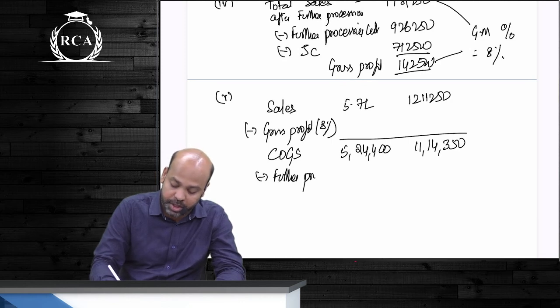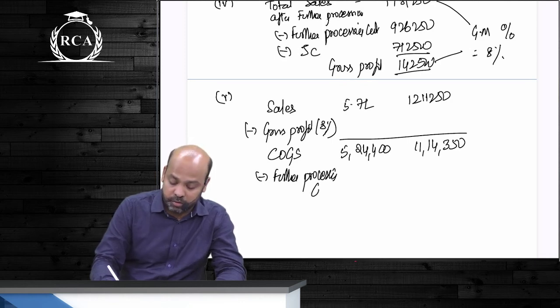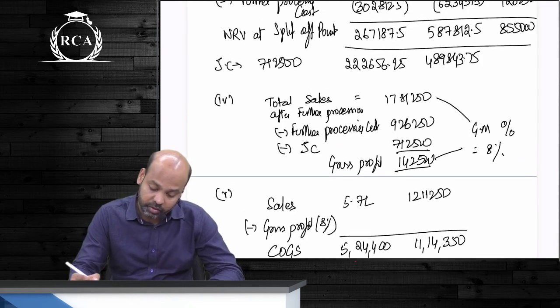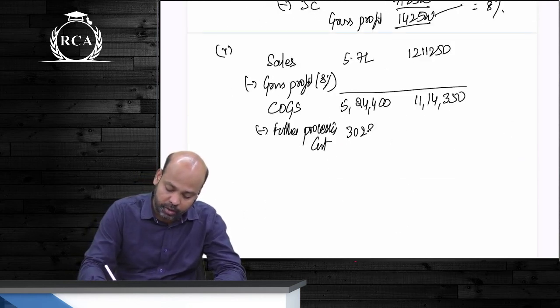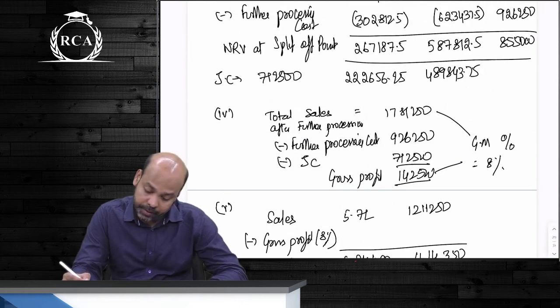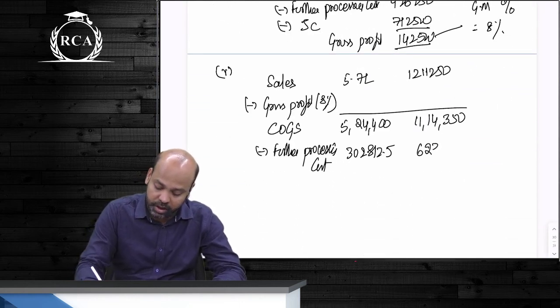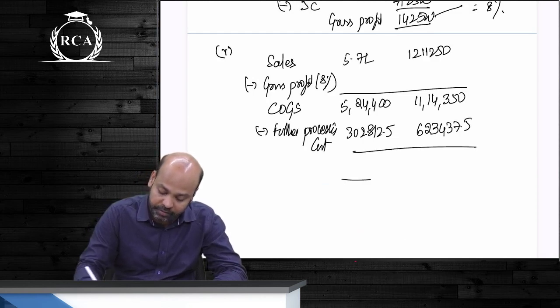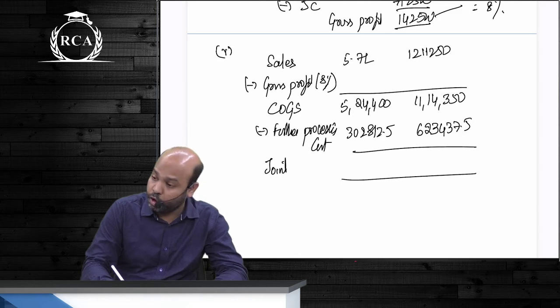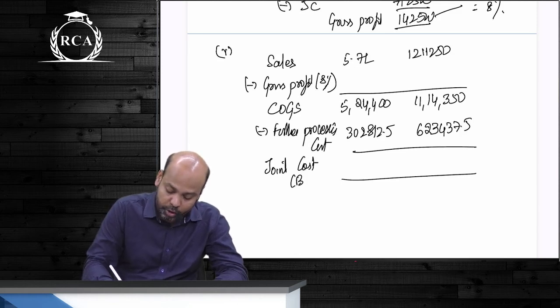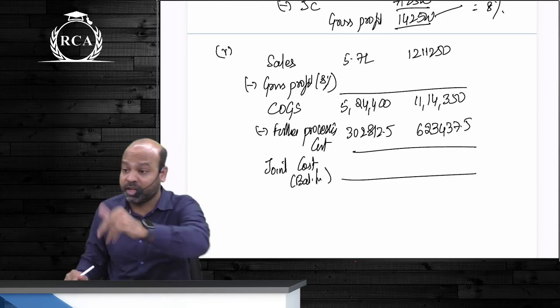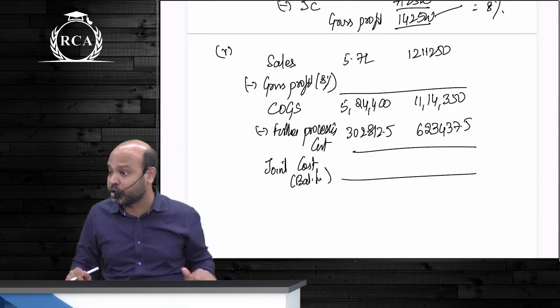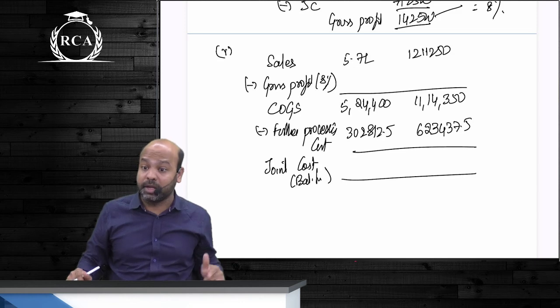Shouldn't this be a combination of two costs? Further processing cost, how much is it individually? 3,02,812.5 and 6,23,437.5. Don't you think balancing figure will be joint cost? Do you remember few questions of joint products, byproducts wherein I told you if profits are already given, there is no way that you allocate joint cost, because joint cost should be the balancing figure.